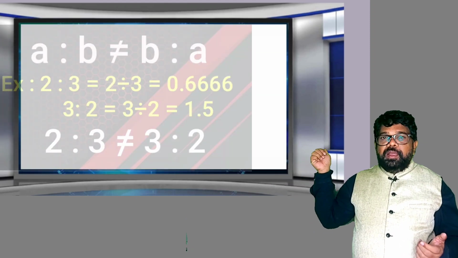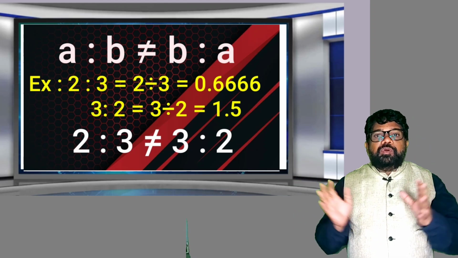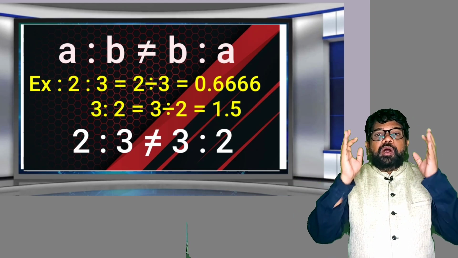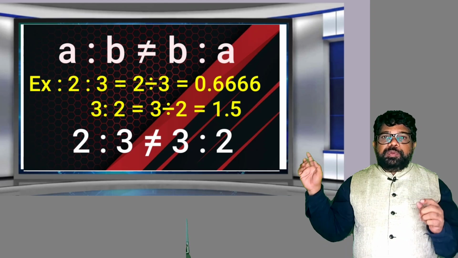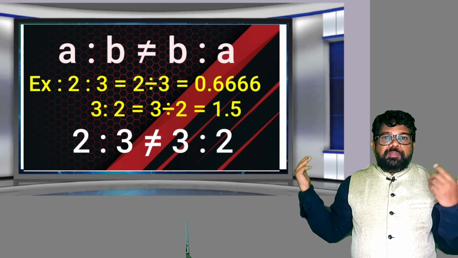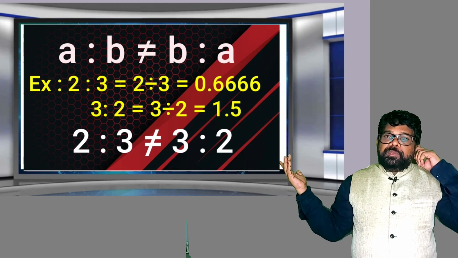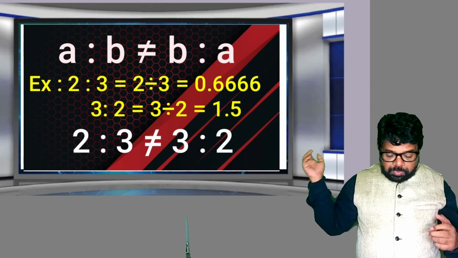Now see here, A is to B is not equal to B is to A. Why is A is to B not equal to B is to A? In a ratio the order is important. A is to B means A by B, B is to A means B by A. So A by B and B by A are not equal. So A is to B is not equal to B is to A. Observe the example, you can understand very easily.